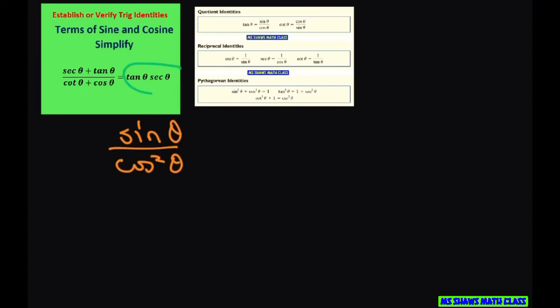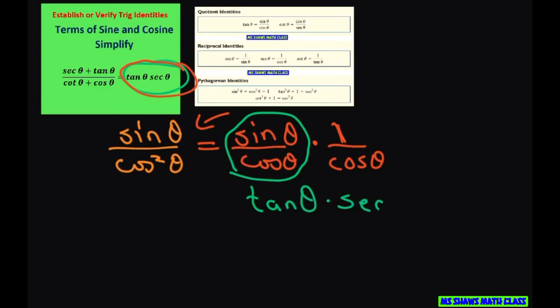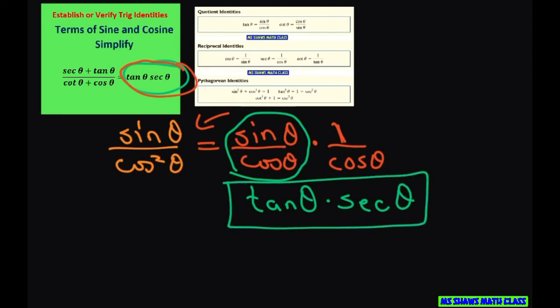But we have to look at what we have here. So what I'm going to do is break this up and write this as sine divided by cosine times 1 divided by cosine, because that does equal that. Right, so just have a 1 here. Now, sine divided by cosine is tangent. And 1 divided by cosine is secant. And that's what our desired result is. And that's it.